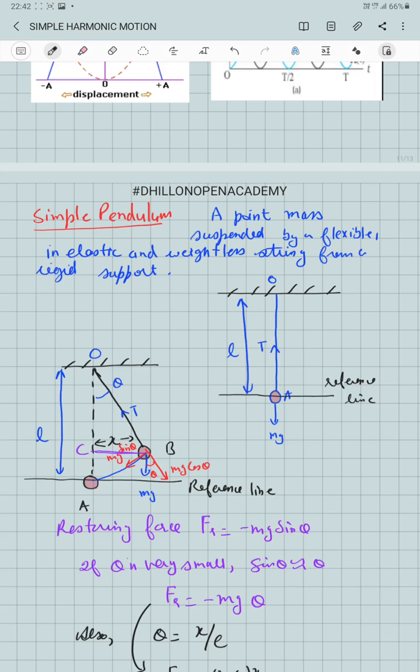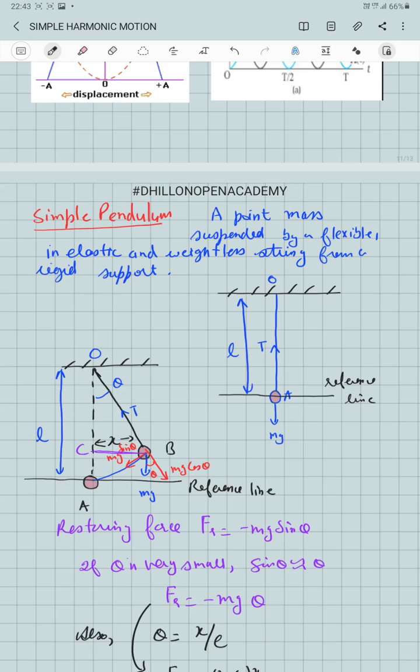a heavy point mass m called the bob, suspended from the rigid support point O with an ideal string of length L. When it is not undergoing any kind of motion, the weight acts vertically downward and the tension is opposite. Both balance each other. A reference line passes through its center of gravity, which is the point A in the center, the mean position of the body.